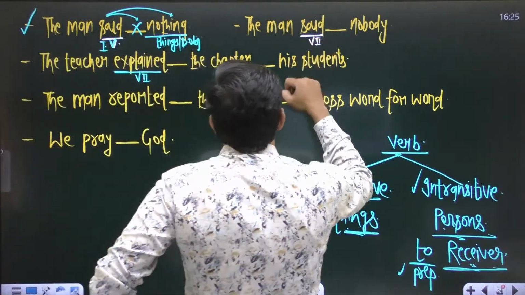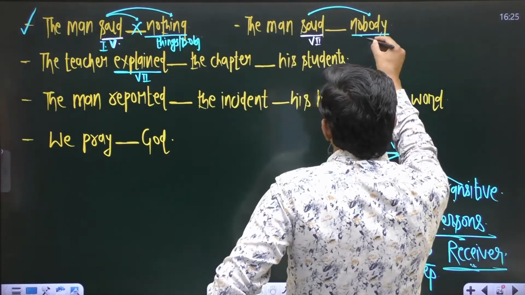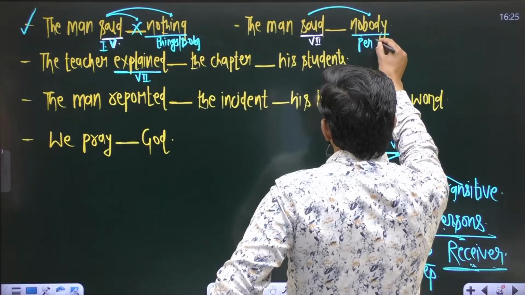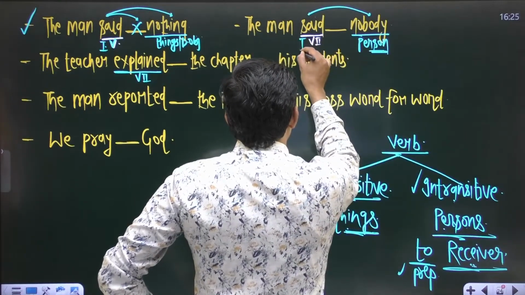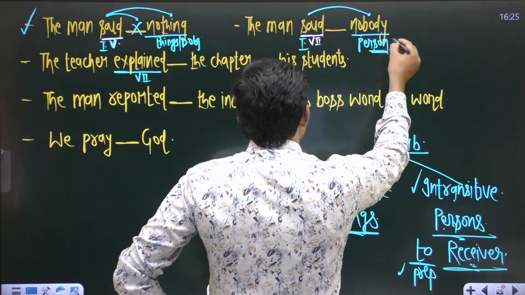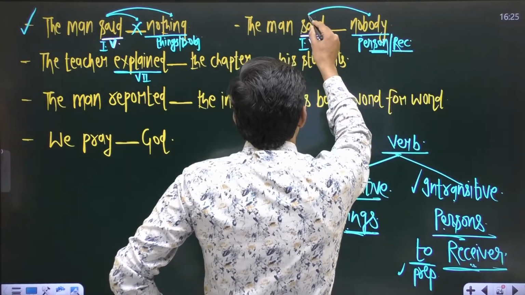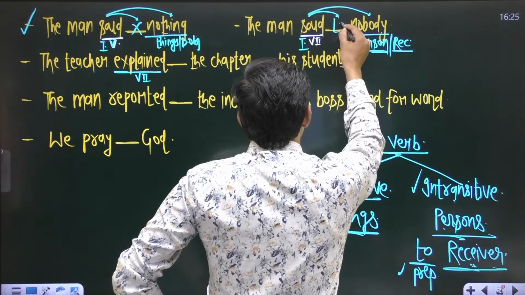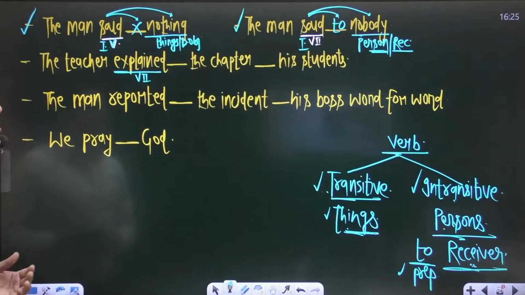Okay, but in the next sentence, after this verb you have an object. This nobody denotes what? It denotes persons. And in case of a person, this will become an intransitive verb, and before this receiver, before this recipient, with this intransitive verb we use a preposition to.